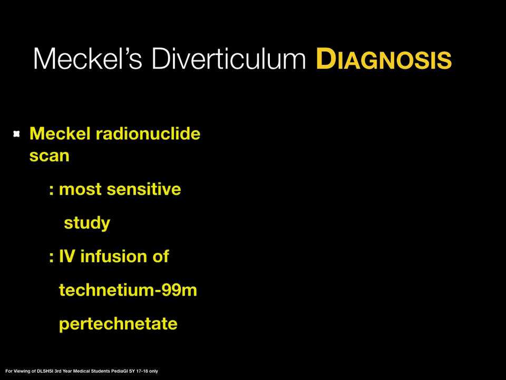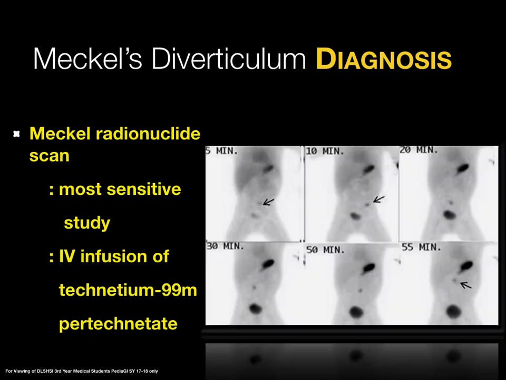Meckel radionuclide scan is the most sensitive study for this disease, wherein there is IV infusion of the technetium-99m pertechnetate. Here's the picture of the scan. The mucus-secreting cells of the ectopic gastric mucosa take up the pertechnetate, permitting the visualization of the Meckel's diverticulum.